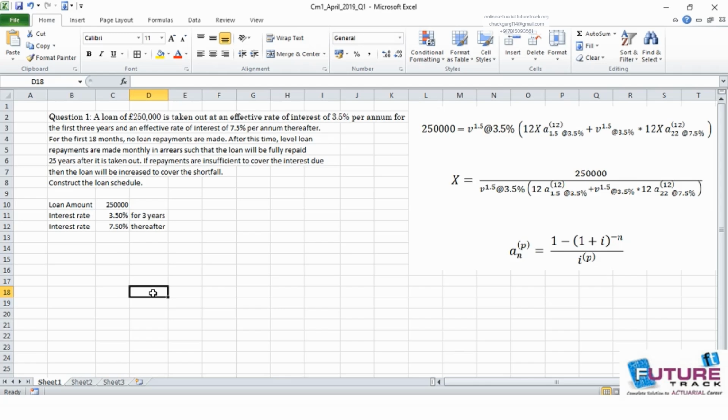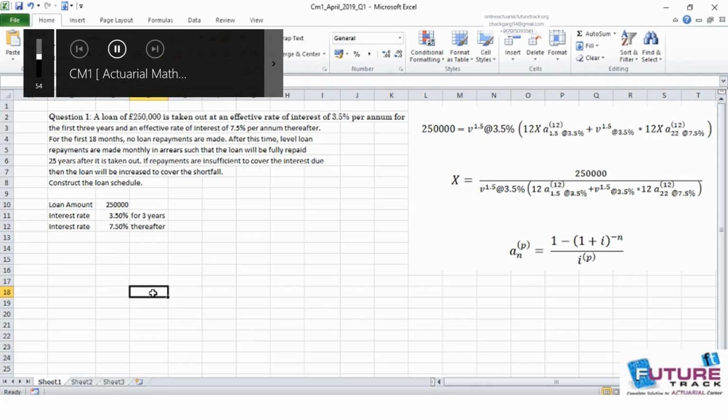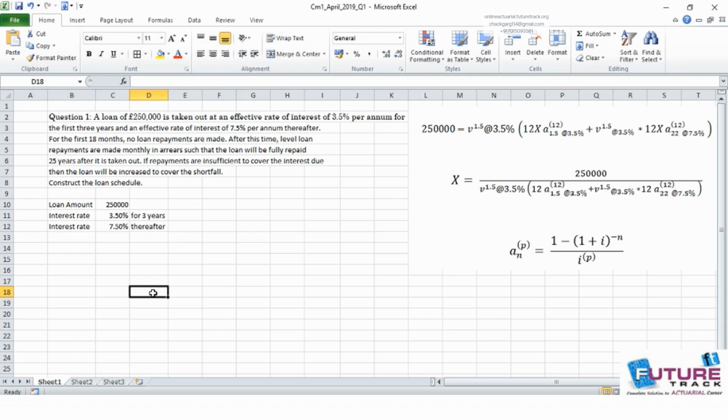Hello friends, today we learn how to solve the last year CM1 question on loan schedule. In this question, we are given a loan amount of 2,50,000, in which for the first 3 years the rate of interest is 3.5% per annum, and for the next years it is 7.5% per annum. For the first 18 months there is no loan repayment. But after this, monthly payment is given, and we have to repay the loan within the next 25 years from the day of reimbursement. That means we have to pay the installment for a total of 23.5 years.